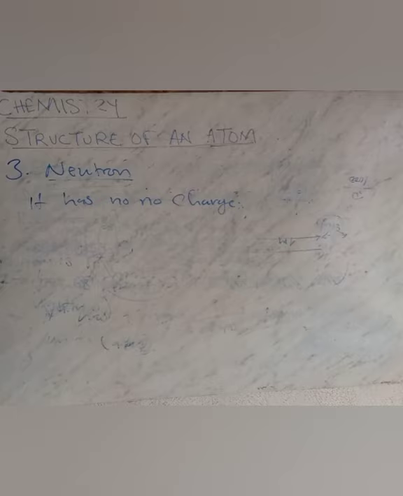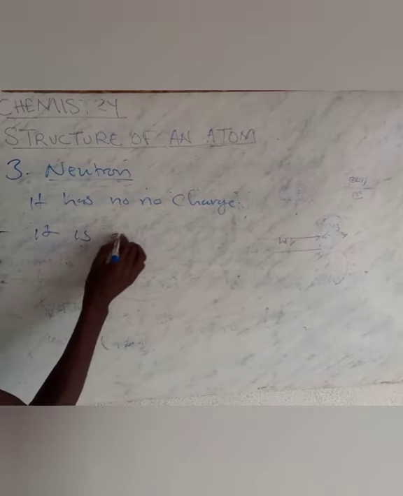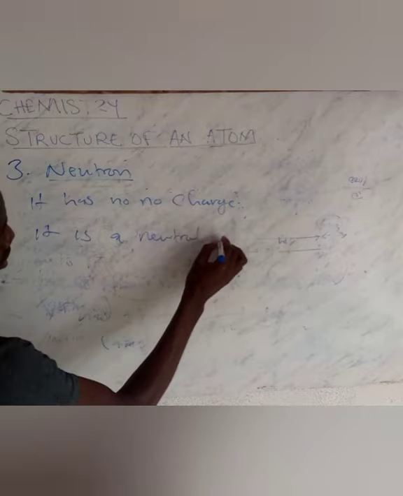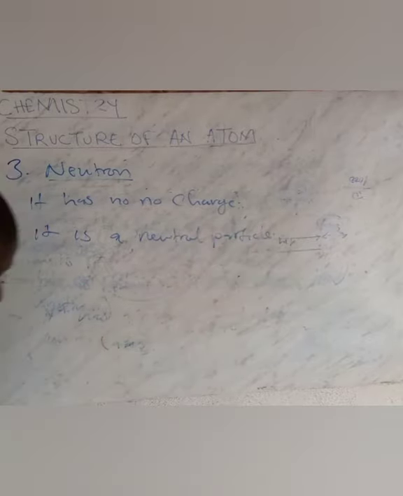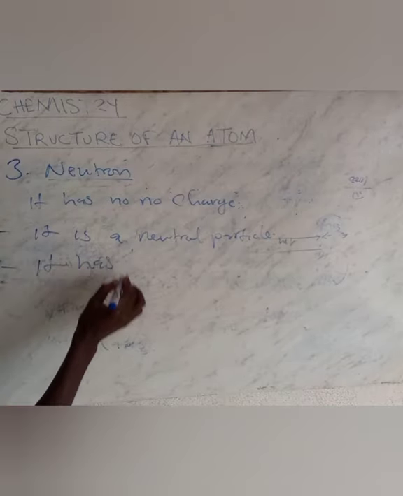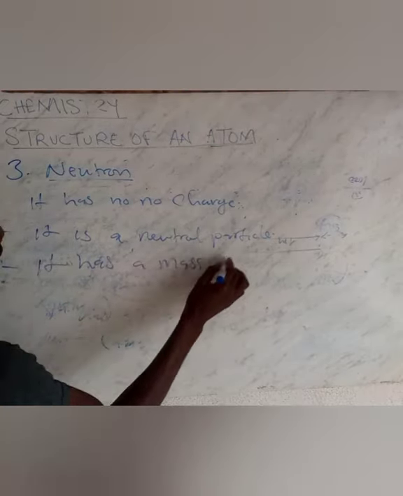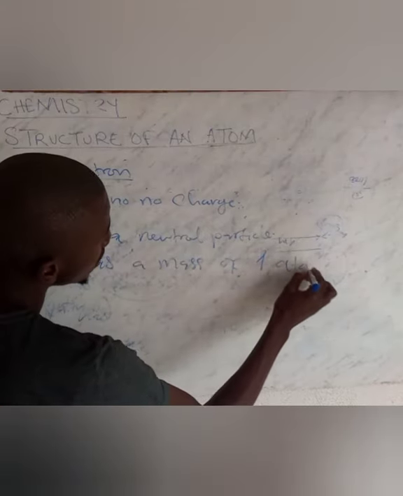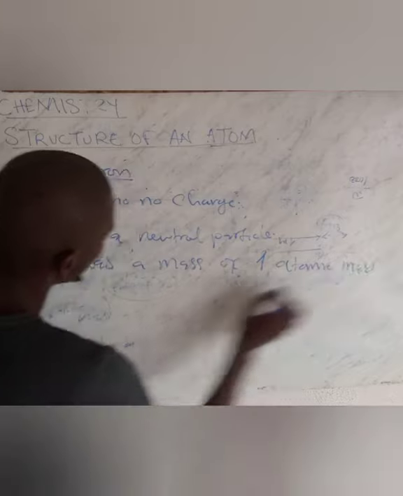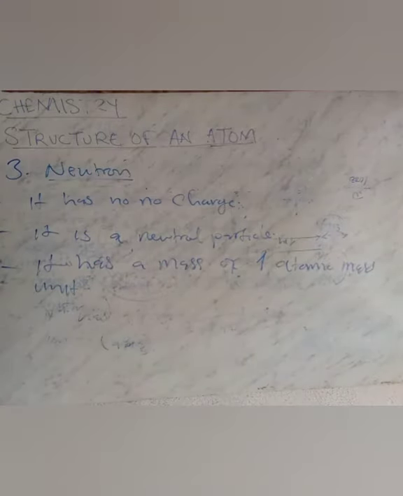Now, it has no charge, meaning that it is neutral. It's a neutral particle with no charge. It will also have a mass of 1 atomic mass unit. Basically, these are the components or the structure of an atom.